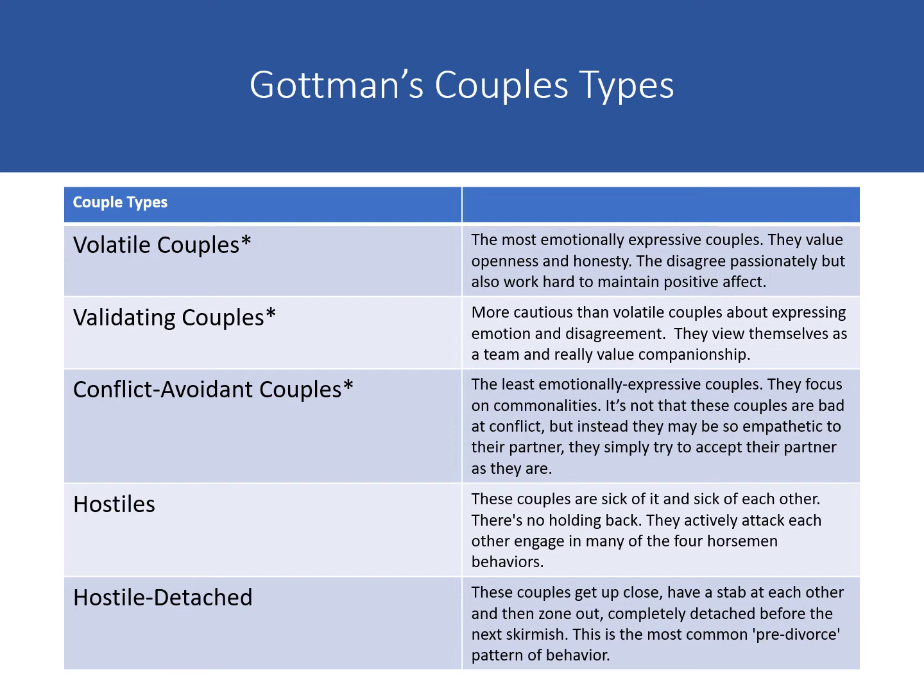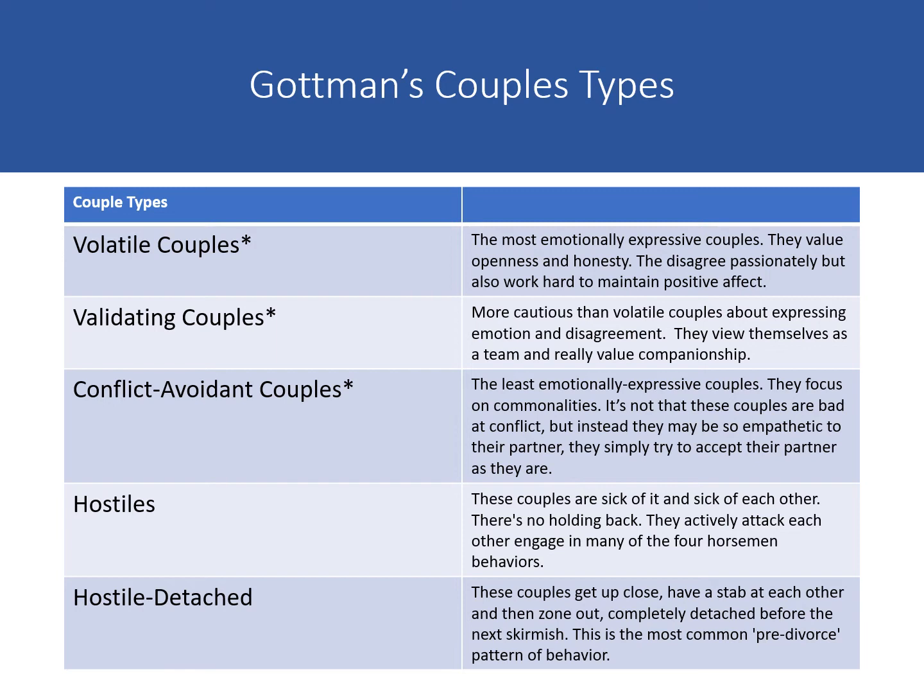All right, let's move next to the validating couples. Validating couples are much more cautious with their emotional expression than the volatile couples. They still express disagreements. They still engage in conflict. However, they really view themselves as a team. They have a real solidarity and a real way of prioritizing companionship and friendship and just really togetherness within a relationship.